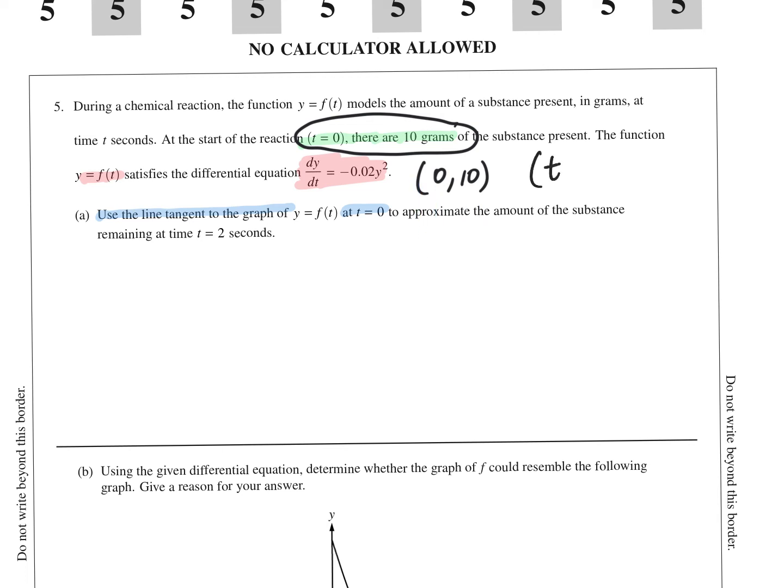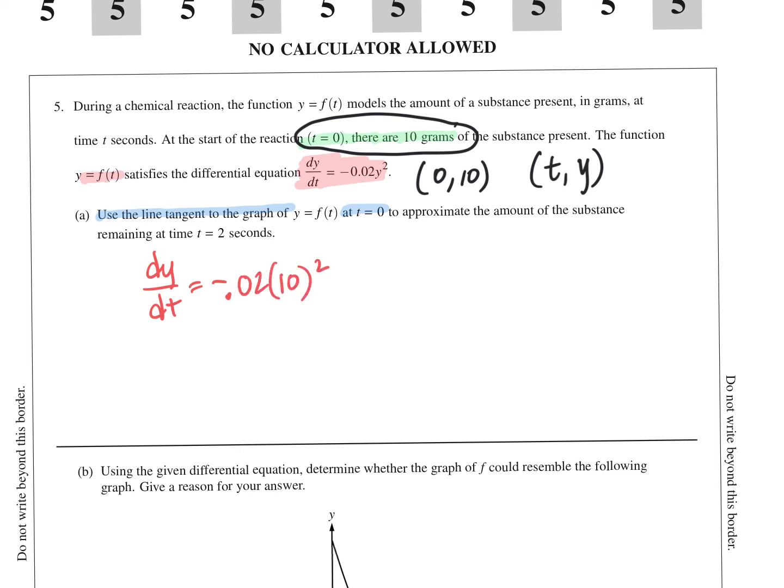Yeah, the t is 0, right? And the y, that's going to be my y. The t is really my 0, so my y is my 10. So I'm going to say, all right, my slope there, dy dt, is negative 0.02 times my y squared.